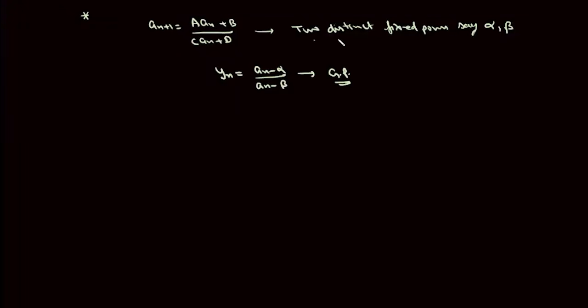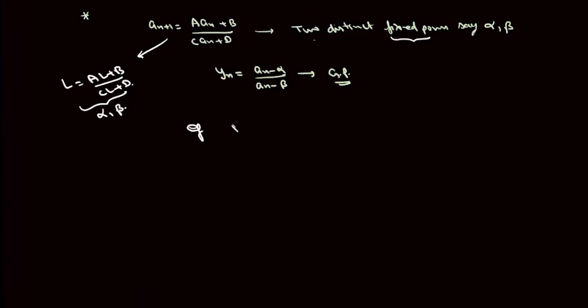First thing is how to find these fixed points. For the fixed point, we know if it has a fixed point, all these terms will converge to L. So it will be L = (AL + B) / (CL + D). It will become a quadratic, and we are looking for a quadratic with two distinct roots, alpha and beta. Let us take up an example.